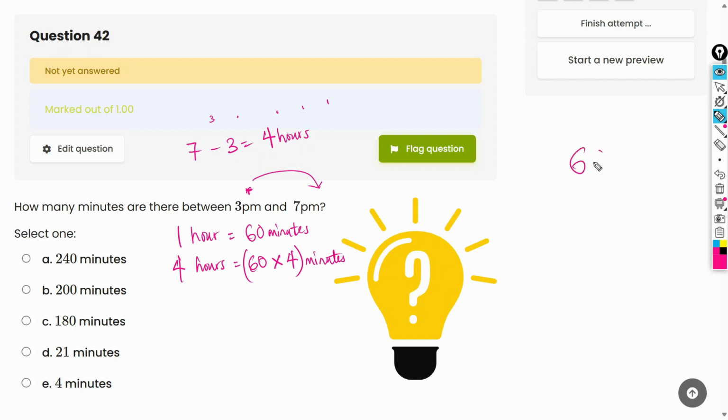So we can do that here. 60 times 4. 4 times 0 is 0. 4 times 6 is 24. So that's 240 minutes.